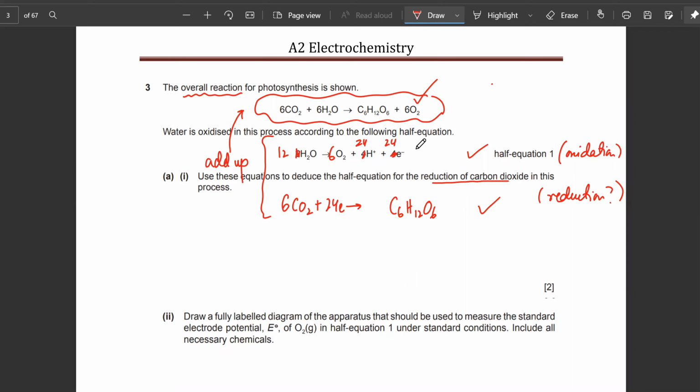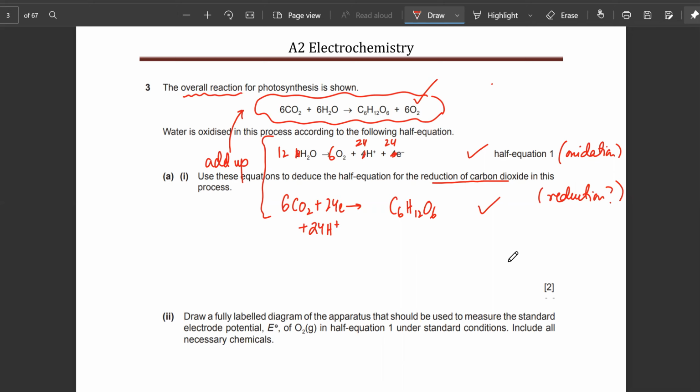Yes, sir. Another thing is, in the first equation, on the right side, 24H plus is being produced. Now, there is no 24H plus on this side. That means the 24H plus that were produced in the first reaction got consumed in the second reaction. So is that also clear? Yes.